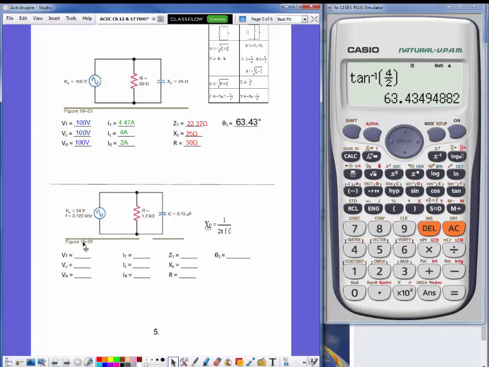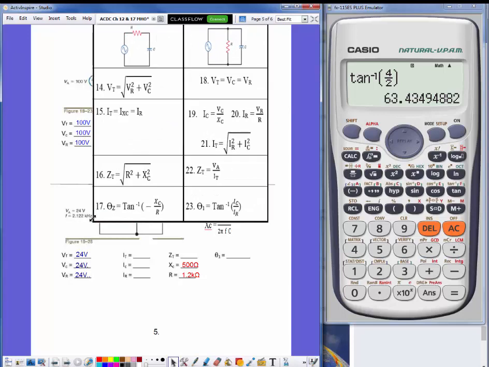Okay, now that you've worked the next one, here's how I hope you worked it. We fill in our knowns. We know that we had 24 volts all the way down. We have our resistance, but we don't have our reactance. But if we have capacitance, we can use this formula to find reactance. Remember that you cannot at this point find impedance. You got to do current first.